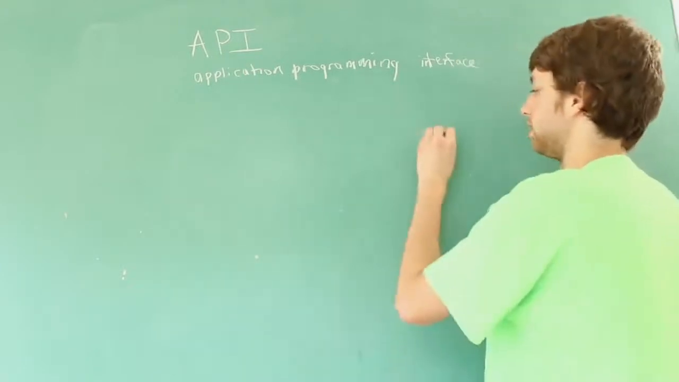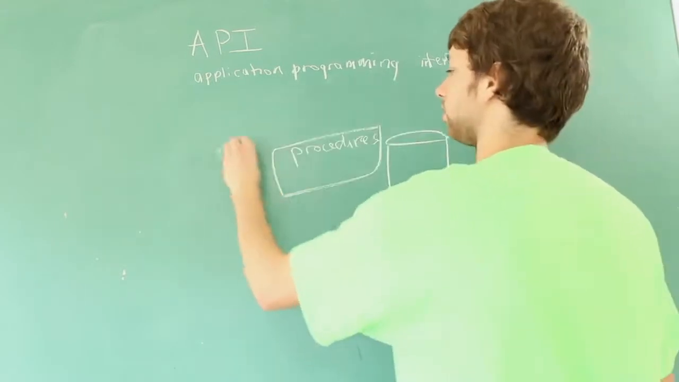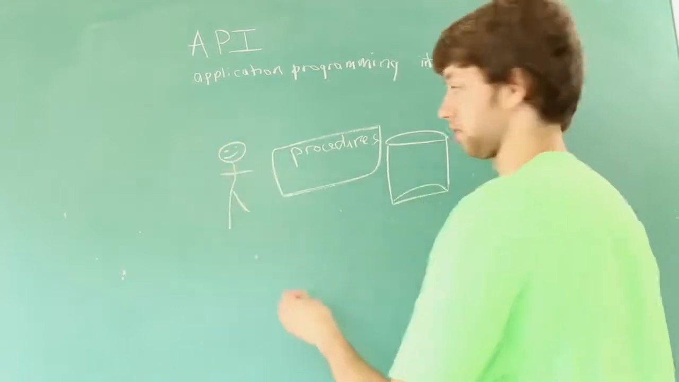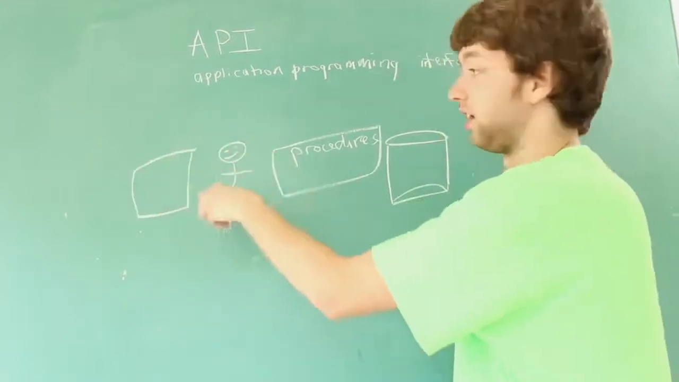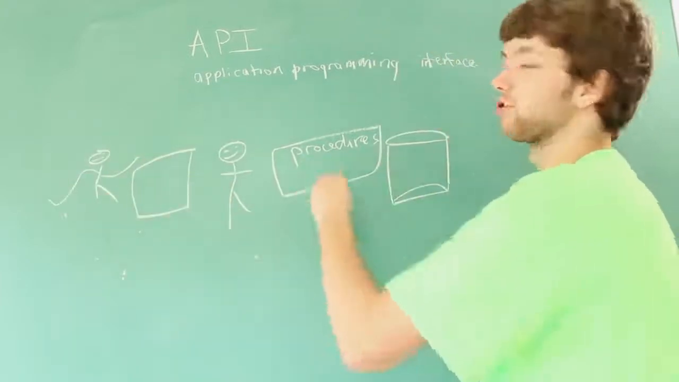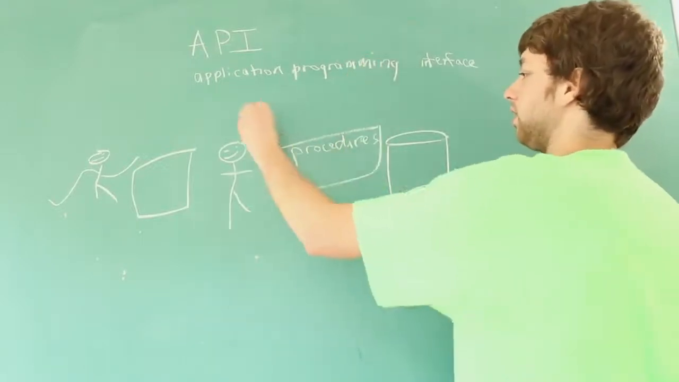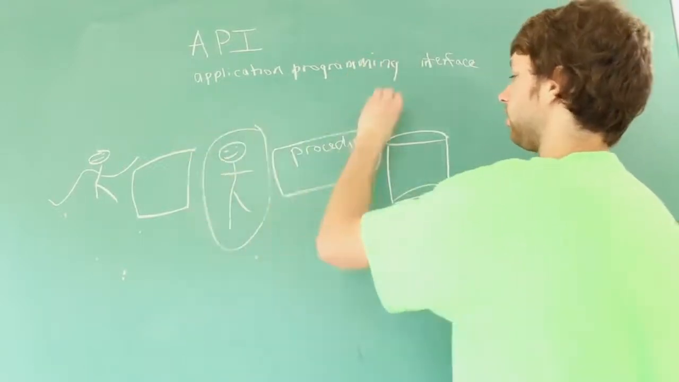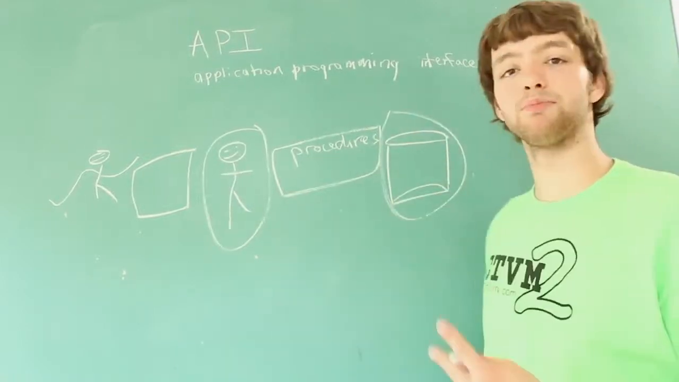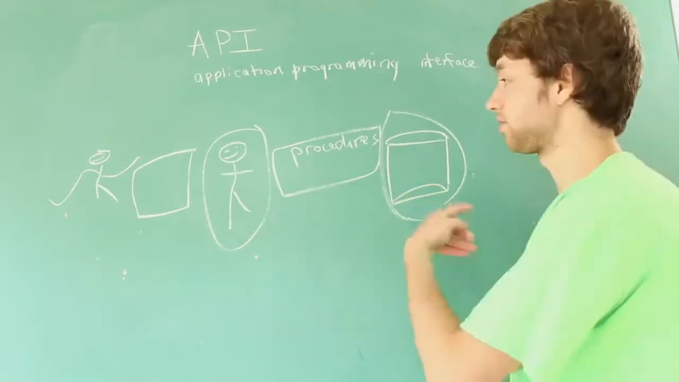So here we have the database, and then here we have procedures. Here we have programmers. Here we have the software they develop, and here we have the users. So by adding this extra layer of procedures, you are creating an interface between the programmer and the database. And that's good for two reasons. One, it simplifies what the person needs to know about programming in database languages.